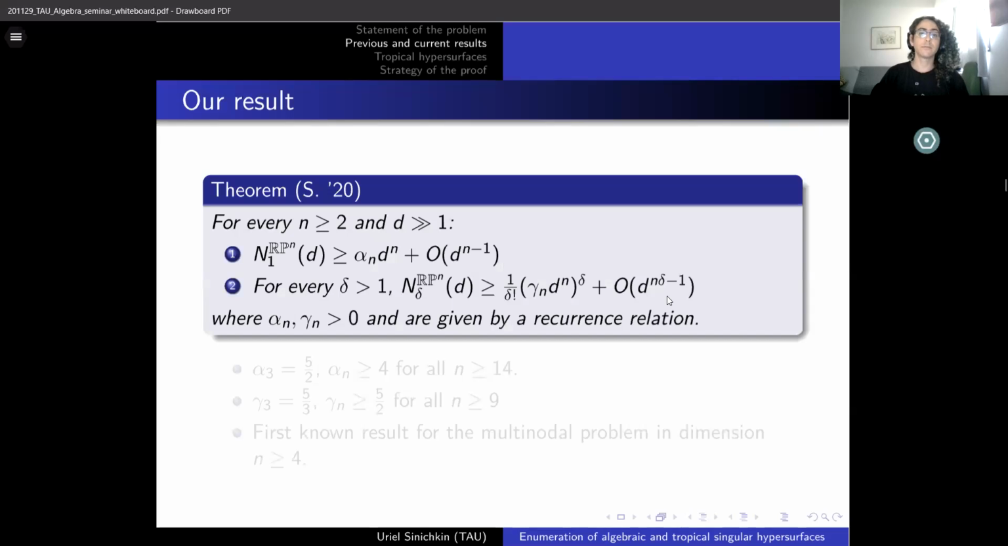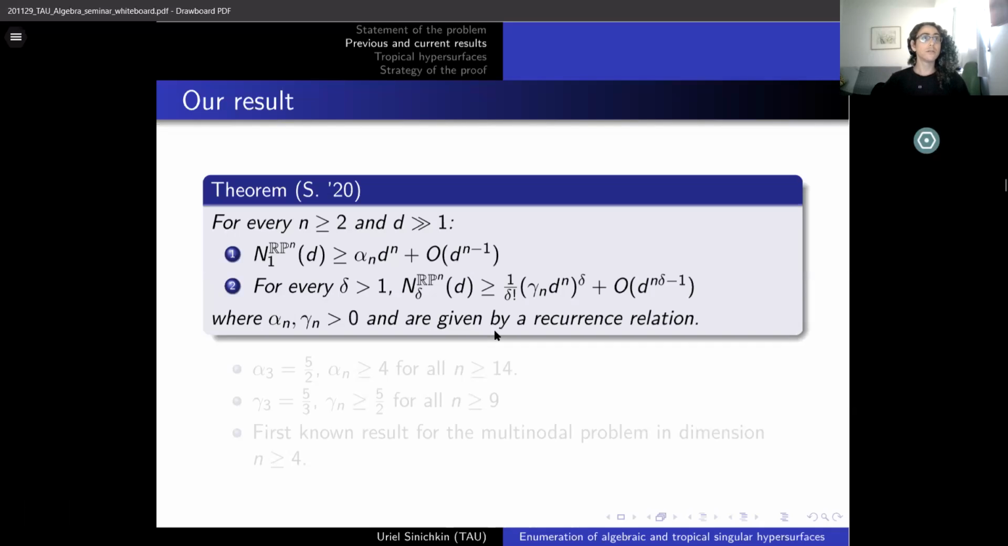So what I've shown is that we can actually get omega of d to the power of n for any dimension n, and I provided also the coefficient. So for some coefficients alpha n, you can get a solution for the uninodal problem equal to alpha n times d to the n. And for some other coefficients gamma n, you can get a solution for every delta for the multinodal problem equal to gamma n times d to the n to the power delta divided by delta factorial. Okay, and I provided some recurrence relations for alpha n and gamma n.